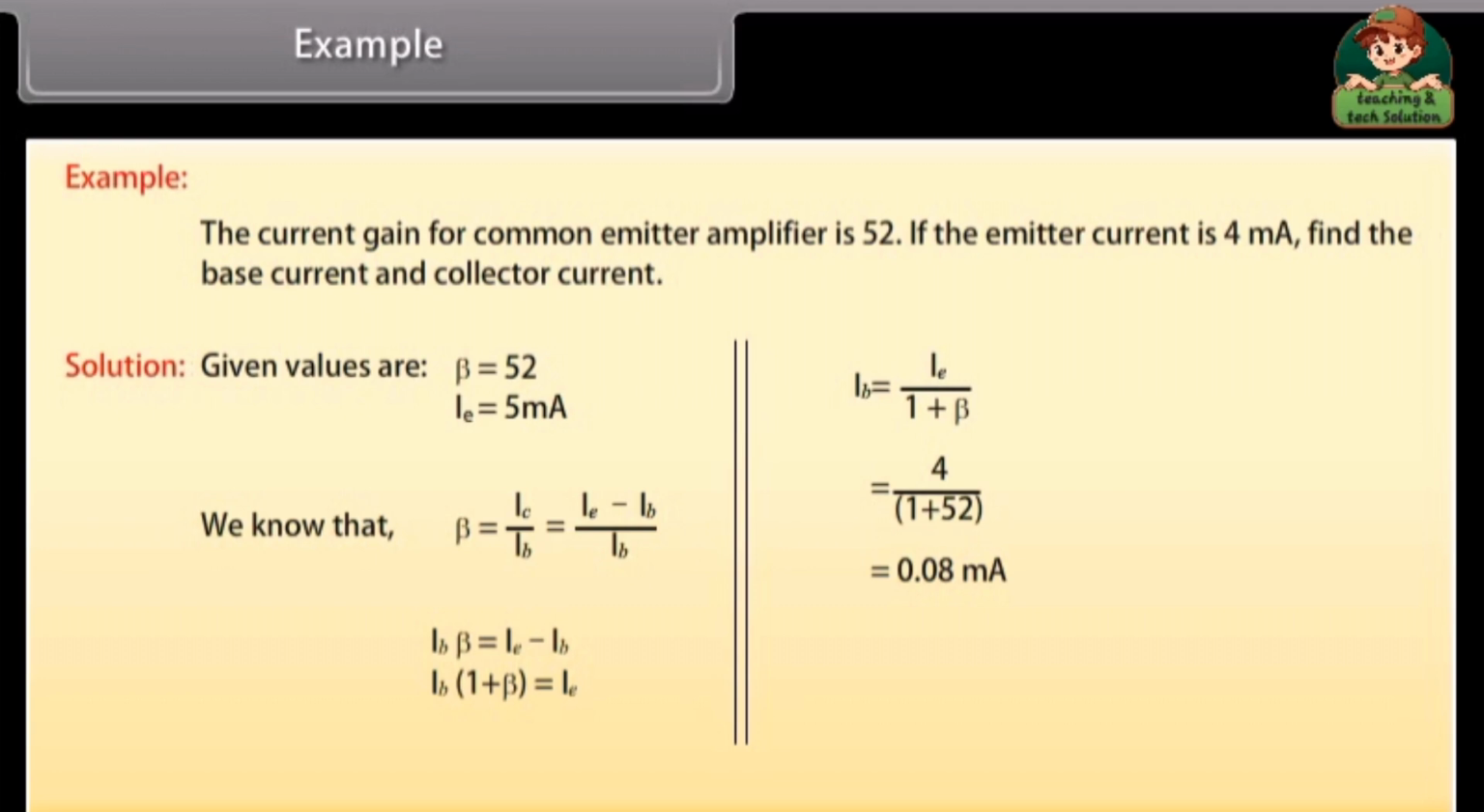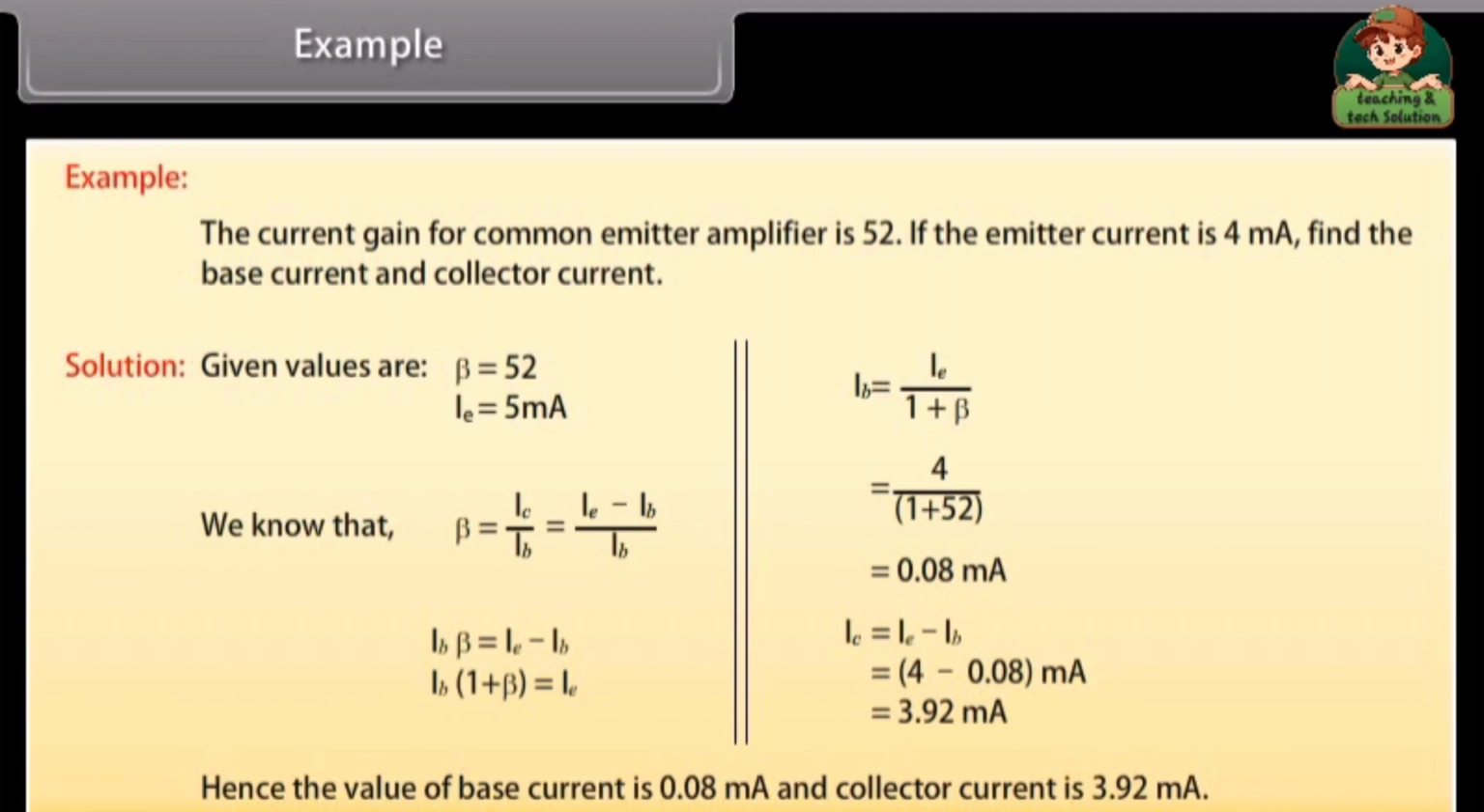0.08 mA. We know that IC is equal to IE minus IB. Now putting the values in the expression and calculating, we get IC is equal to 3.92 mA. Hence the value of base current is 0.08 mA and collector current is 3.92 mA.